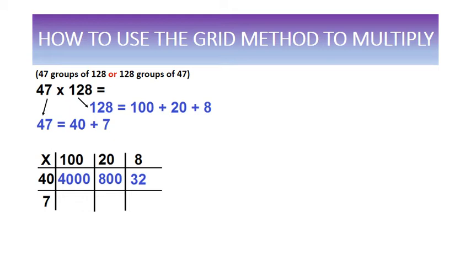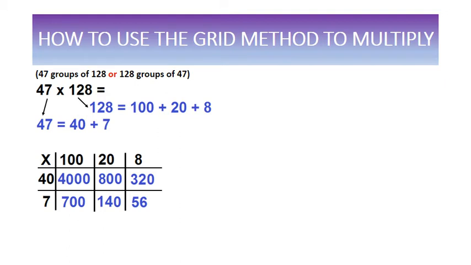Make it 10 times bigger because of the 40. So the answer there is 320. Now I'm going to do 100 times 7, which I could simply do straight away as 700. 20 times 7, well, 2 7s are 14. Make it 10 times bigger because 20 is 10 times bigger than 2. The answer is 140. And then 7 8s are 56. So now I've got 6 answers. And just to say that if you had a 3-digit by 3-digit number, you would then have 3 rows and so on. So you would have then 9 boxes to fill in.